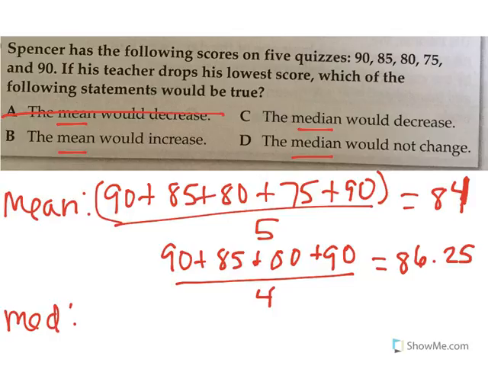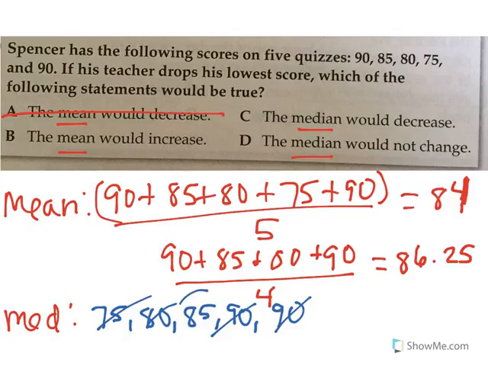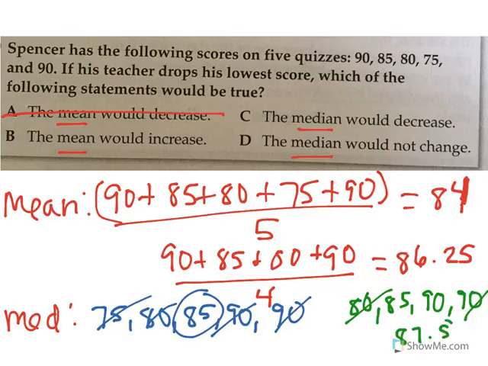I'm going to list them in order. So I do 75, 80, 85, 90, and 90. Okay, so when I cross off, the median's 85. Okay, so now let's get rid of the 75. So now I'm left with 80, 85, 90, and 90. So in the middle between 85 and 90 is going to be 87.5 here.